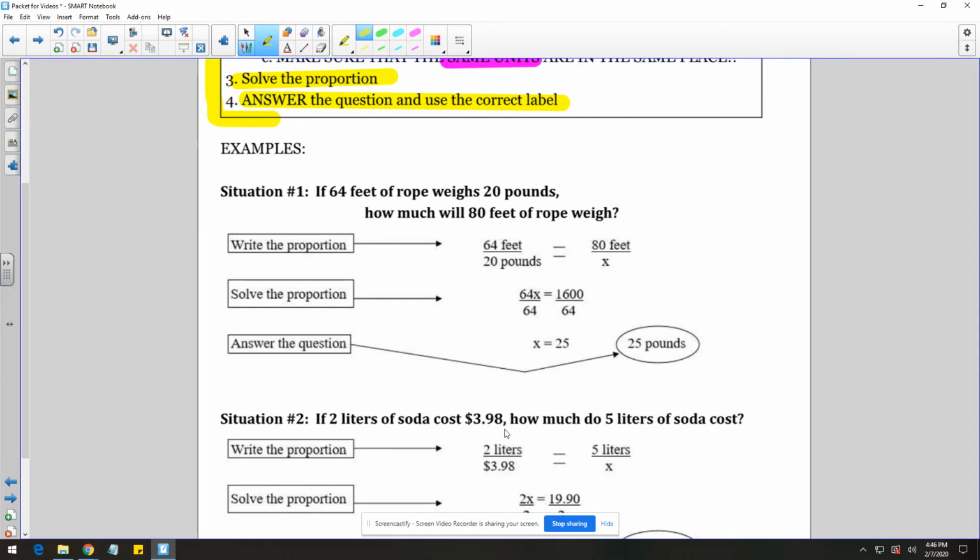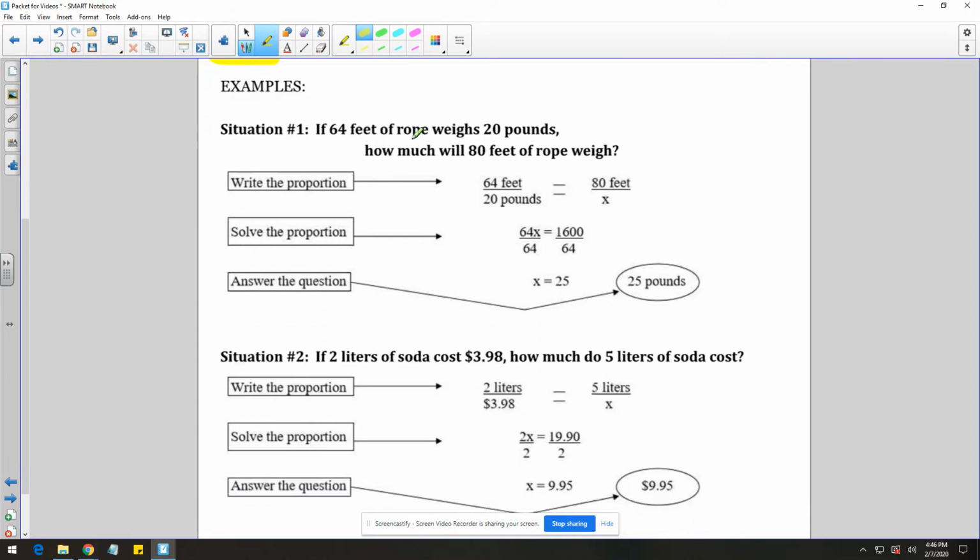Okay, so here in the notes, it goes through two examples on how to set this up. So I'm going to go through one of them, and then I'm going to do one that doesn't have the work already done. So here, if we read the problem, we're looking for two different situations. One where we're given the rate, and then one where something is missing. So it says, if 64 feet of rope weighs 20 pounds, this is our first given relationship. We know that 64 feet of rope weighs 20 pounds. So then the next scenario is we need to find out how much will 80 feet of rope weigh.